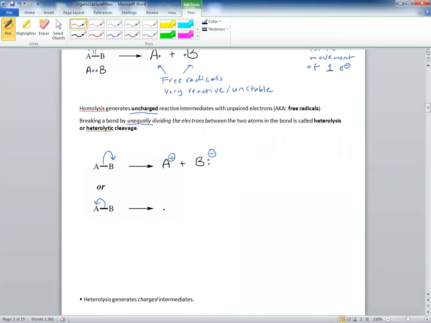So this would be A plus B. And now again, you should be able to tell which one is positive, which one is negative. The arrow went to the A, that means this is going to be negative. The arrow went away from B, so this should be positive. So it's very important that we write this.